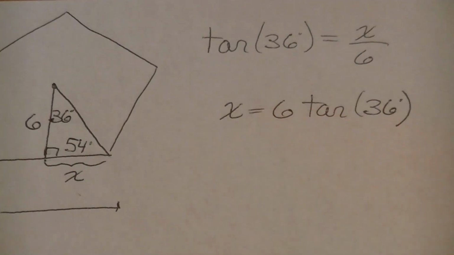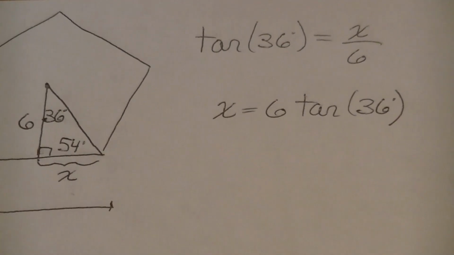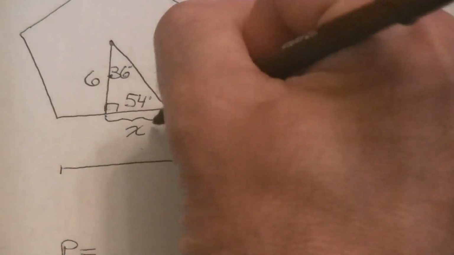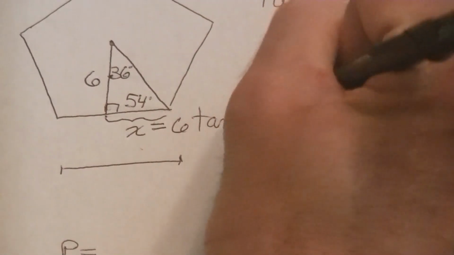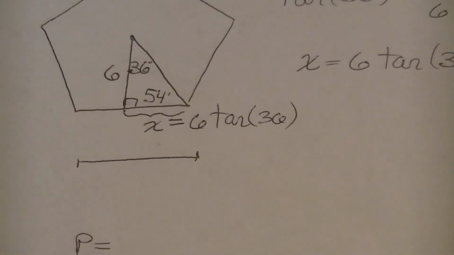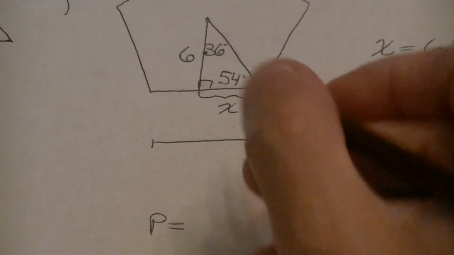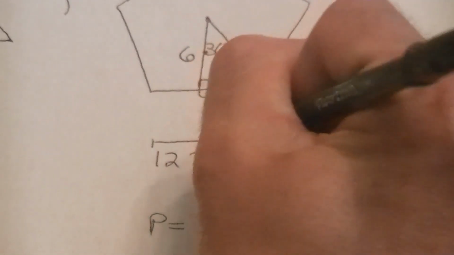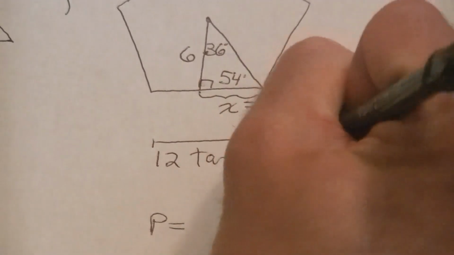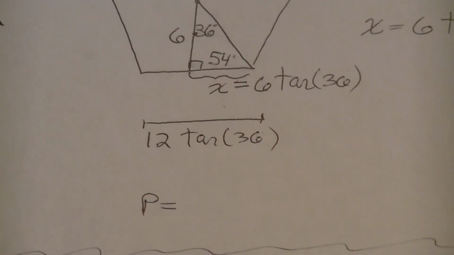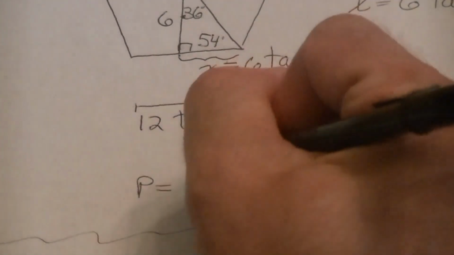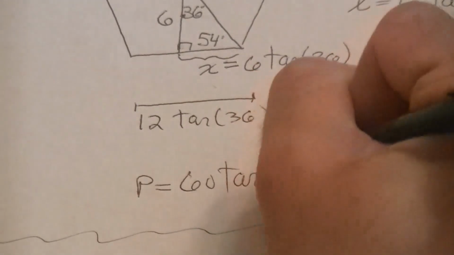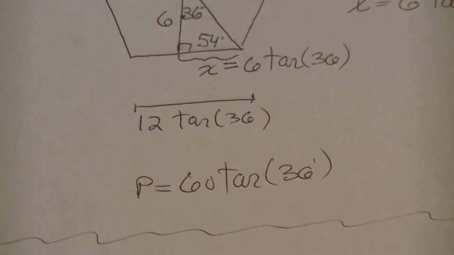Which means x has to be 6 times the tangent of 36. Notice I didn't round that off. X is 6 times the tangent of 36. So one side of the pentagon would be double that, 12 times the tangent of 36, which means the perimeter would be that side length times 5 sides there. So 60 times the tangent of 36 degrees.